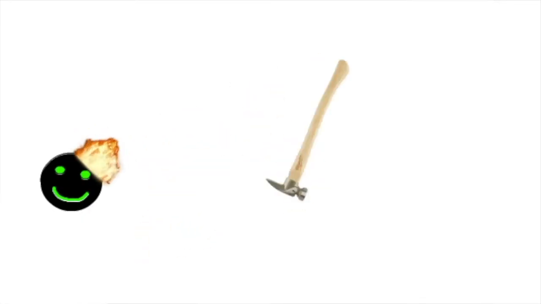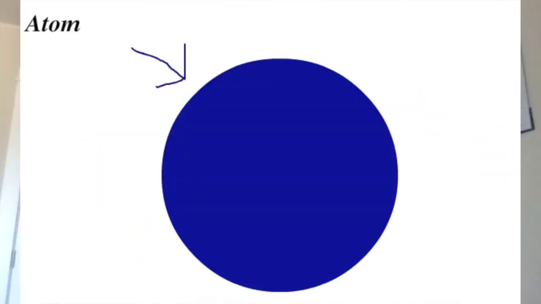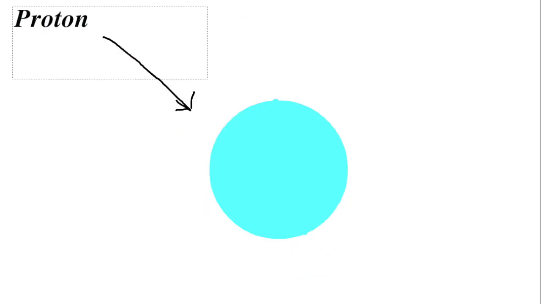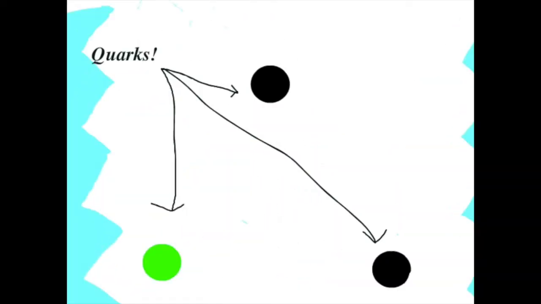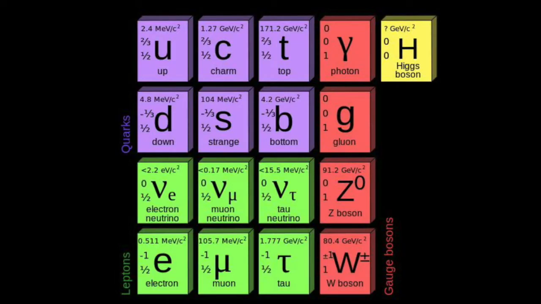So, basically, a fundamental particle is a particle that cannot be split up into any further pieces. For example, an atom, as we know, can be split up into a proton, and a proton can be split up into quarks. But quarks, they cannot be split up any further. So, they would be found on the Standard Model, which they are. The model consists of 17 particles.